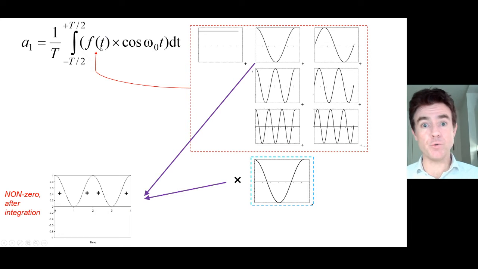and this definite integral would be 0, which would be the correct answer for A1 then. If it's not present, it should be 0. Assuming it is present though, then if that's present in f of t, when I multiply f of t by cos 1 omega naught t, what will I get?